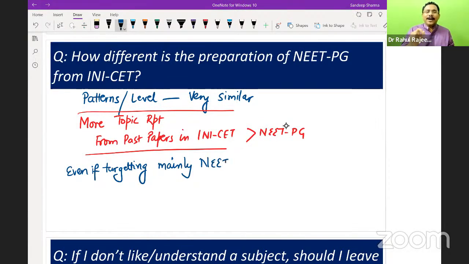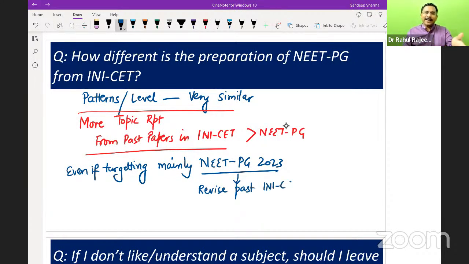Just one point to add. There is always an element of unpredictability in any entrance exam that you write. If you compare the previous 2 INI CET exams, you will find that in one of the exams, you had a good number of clinical case-based scenario questions. In one, it was relatively less. So there is always unpredictability.